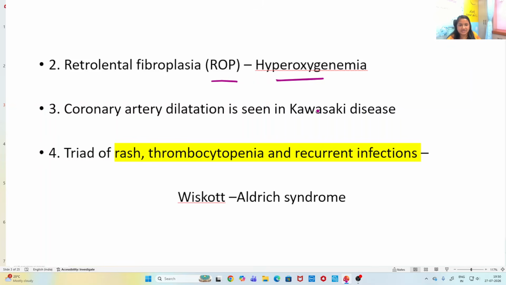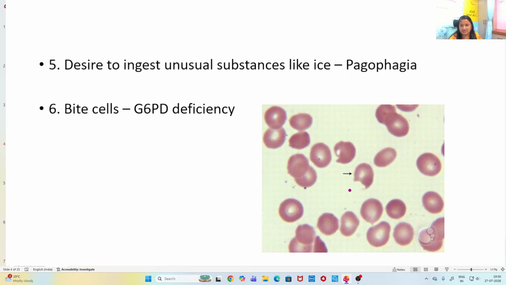Coronary artery dilatation is seen in Kawasaki disease, and the treatment is IVIG. The triad of rash, thrombocytopenia and recurrent infections is seen in Wiskott-Aldrich syndrome.